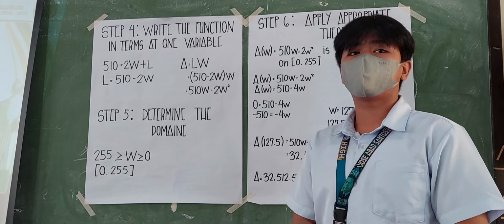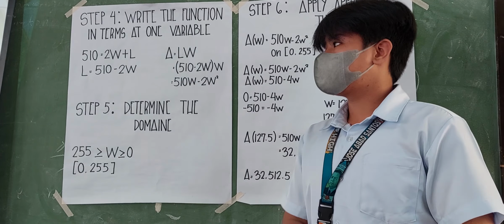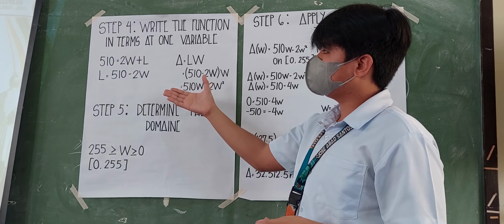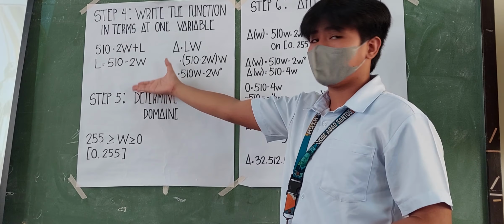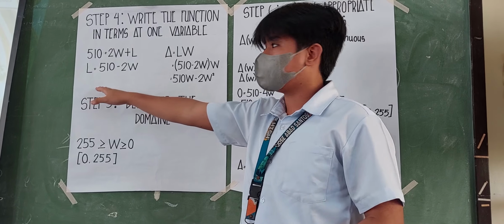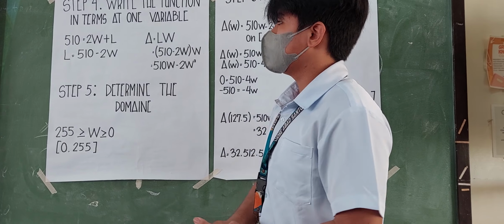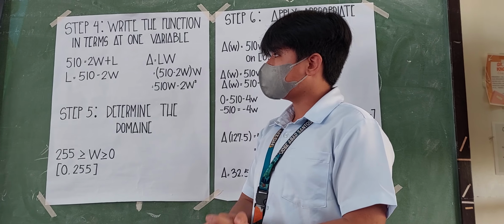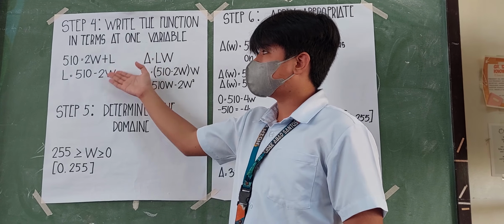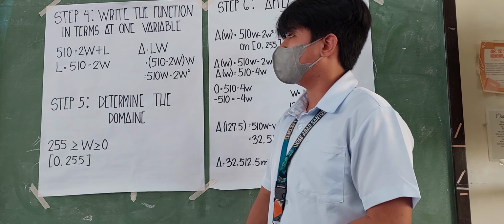In terms of one variable. Since it would be easier for us to express the equation in terms of W, we will use this to substitute into our area. So, our given, again, 510 is equal to 2 width plus length. Subtract 2W from both sides, and we will have length is equal to 510 minus 2 width.